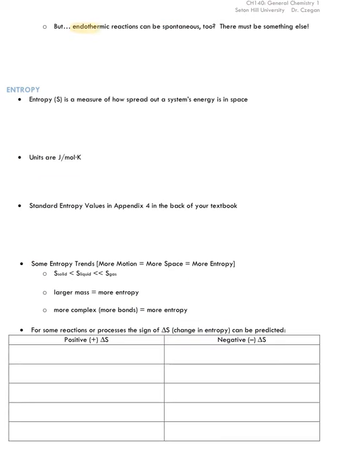But endothermic reactions can be spontaneous too. So that focus on the release of heat or the requirement of heat cannot be the only explanation for why a process is spontaneous or why it happens. Some examples of spontaneous endothermic processes include the evaporation of water, H2O liquid to H2O gas. The liquid is a lower energy, the gas is a higher energy. This is endothermic. It requires energy, it requires heat, but we know it happens, right?